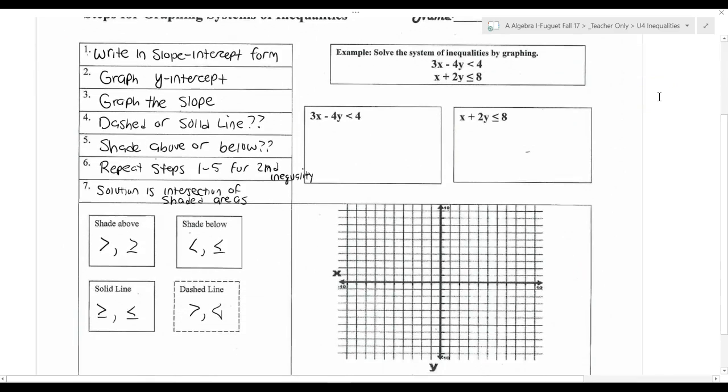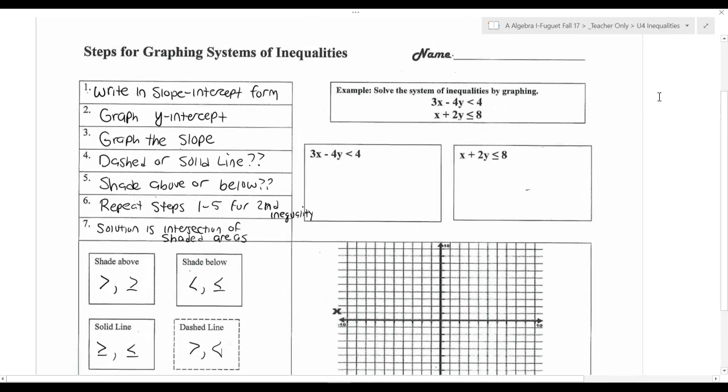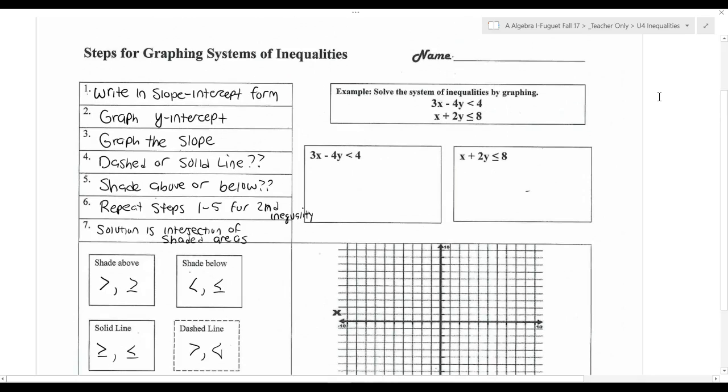Here, what I have for you right now is a moment to pause to write down what our steps for graphing a system of inequalities are. So write these down as I briefly go over them. And we're going to go through a problem in which we use these 7 steps. When you want to graph a system of inequalities, you always want to write one of the inequalities in slope-intercept form first, and then you can graph its intercept and then its slope.